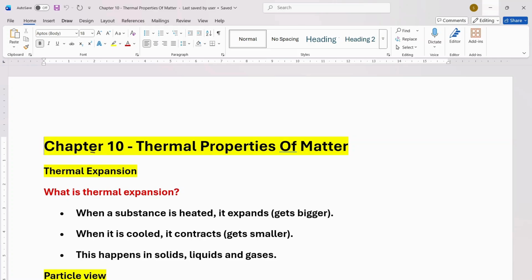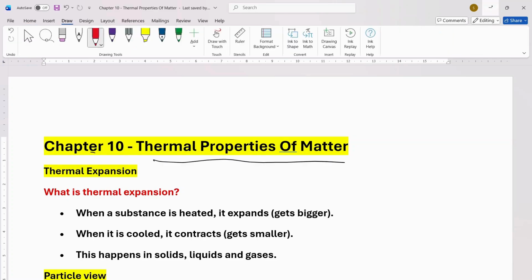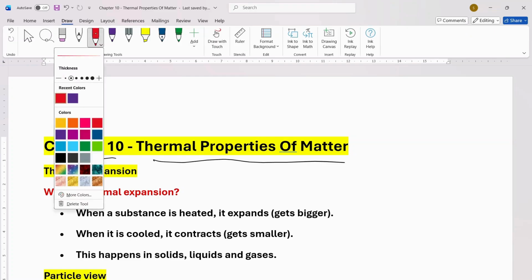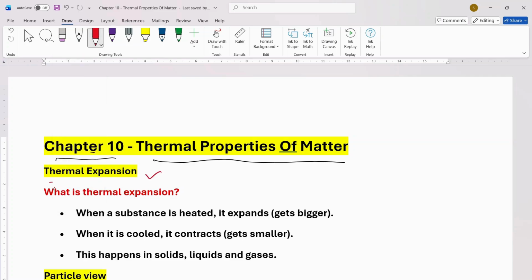Chapter 10 is about thermal properties of matter. Here we are going to discuss thermal expansion. What is thermal expansion? When a substance is heated, it expands. It means it gets bigger. When it is cooled, it contracts, gets smaller. This happens in solids, liquids, and gases.